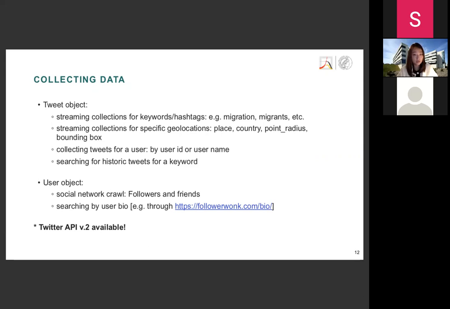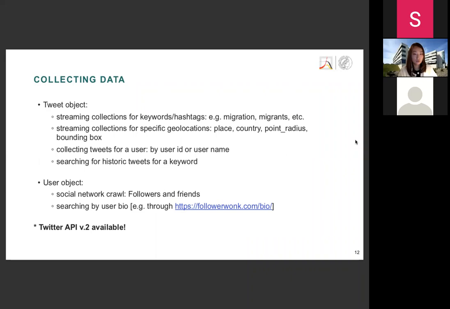There's this other cool platform called followerwonk.com, where you can also search specific user bios and also compare your user account with other celebrities' Twitter accounts as well, and see who I follow that are in common with other celebrities, for example. Now that there is also version 2 of the Twitter API, there are new features, including conversation threads or poll results or pinned tweets on the profile and so on and so forth that you can download, which are available now on Twitter API version 2.